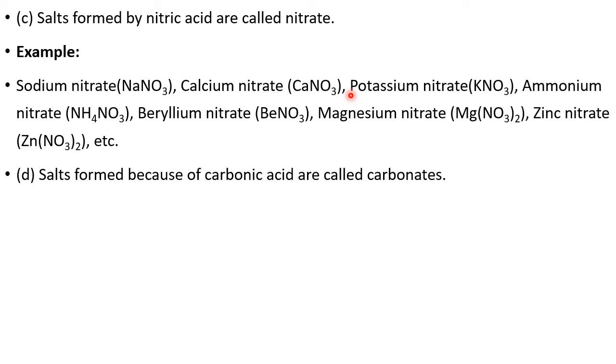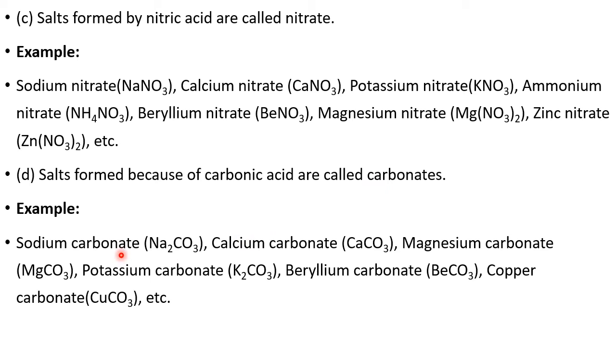In the same way, now I am changing the acid. In place of nitric acid, we are taking carbonic acid. What is carbonic acid? H2CO3. What is the anion part of the carbonic acid? It is CO3 2 minus, and what are they called? Carbonates. So by using carbonic acid with different bases, we get salts. They are known as carbonates. Example: sodium carbonate, calcium carbonate, magnesium carbonate, potassium carbonate, beryllium carbonate, copper carbonate, and so on. So carbonic acid with a variety of bases.